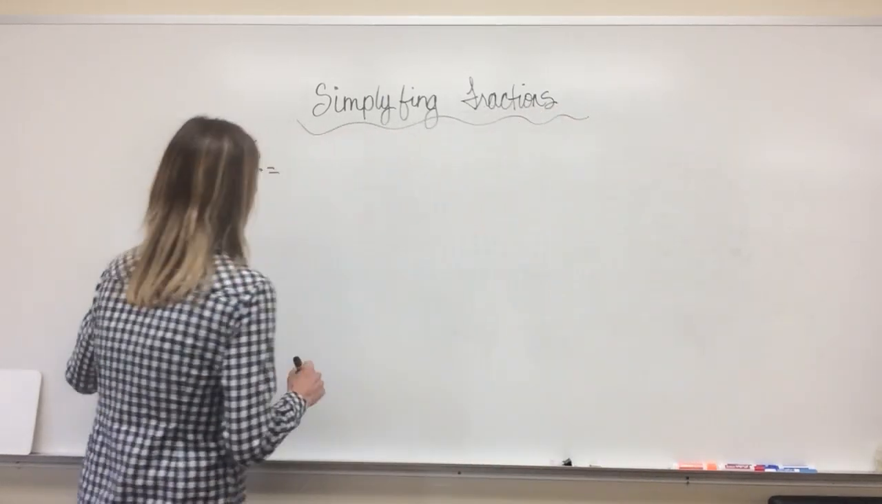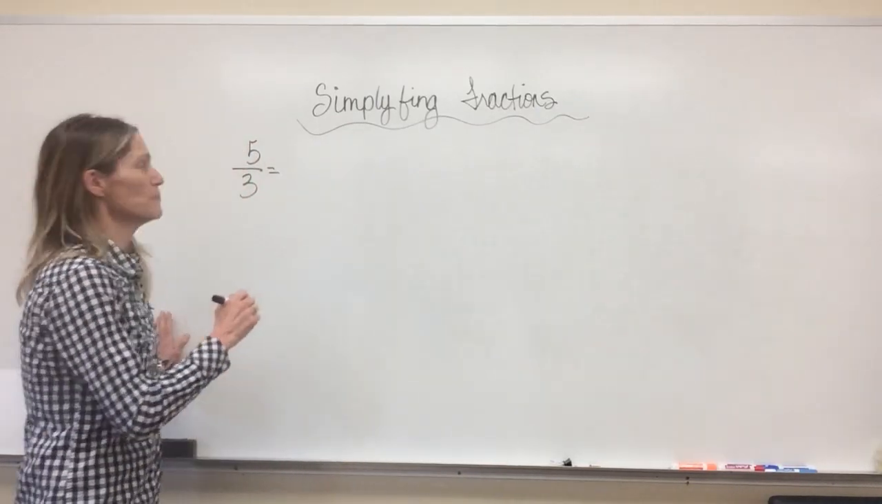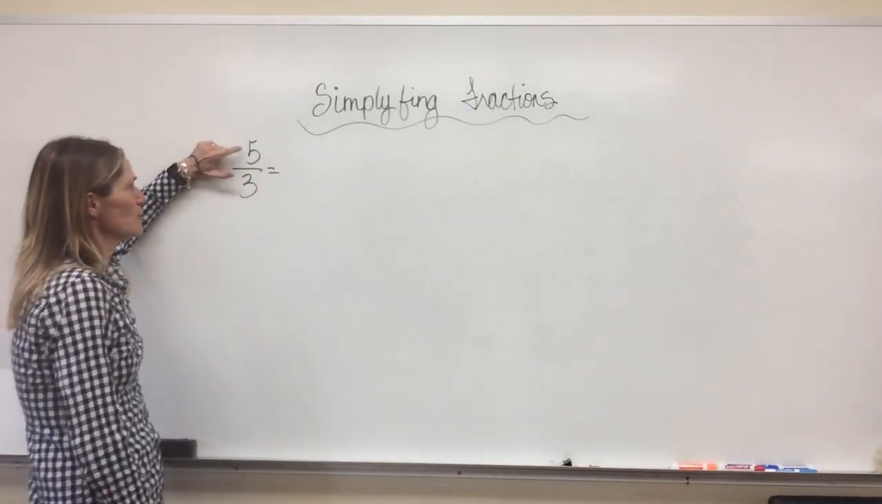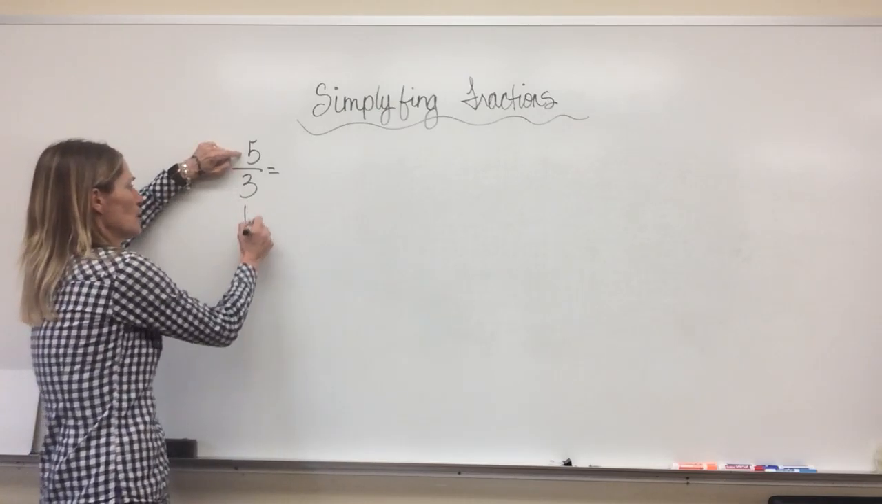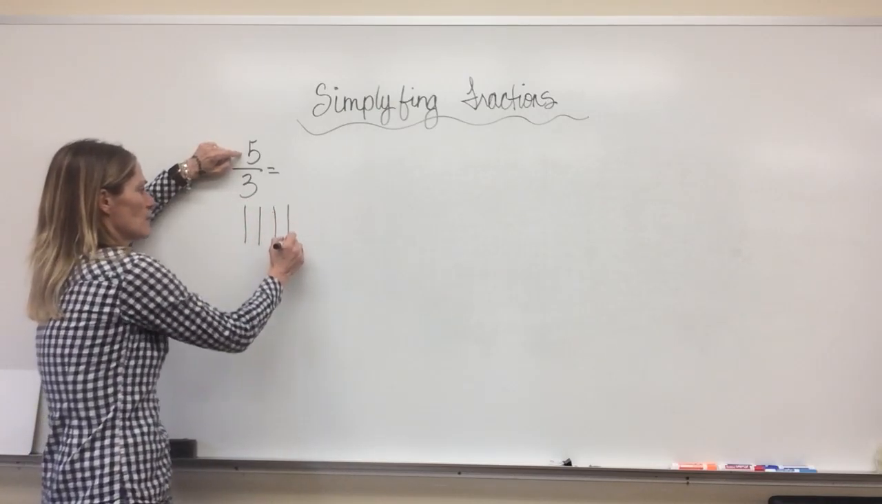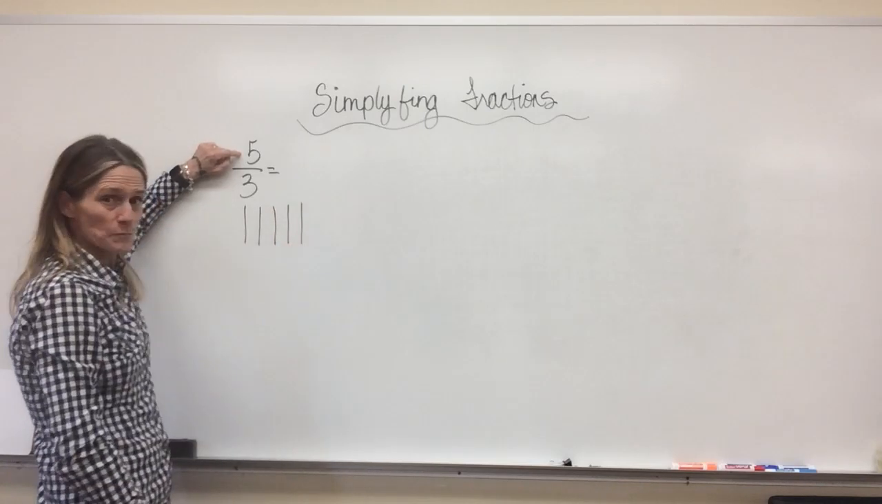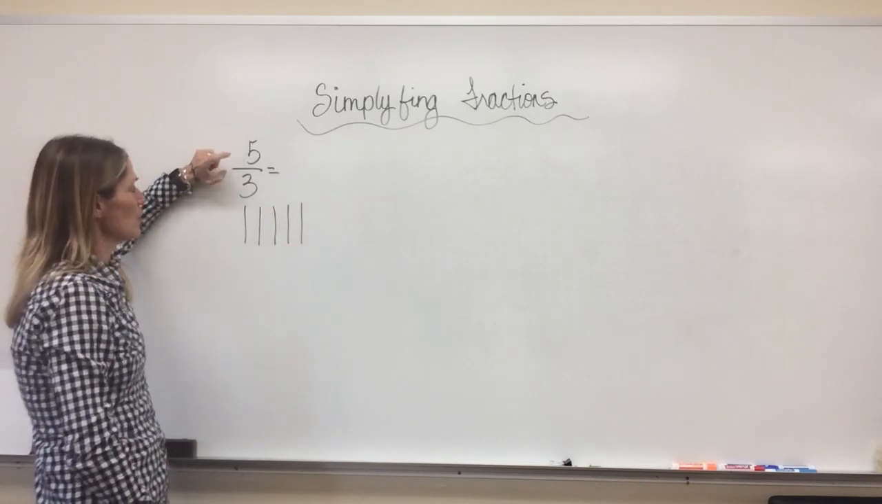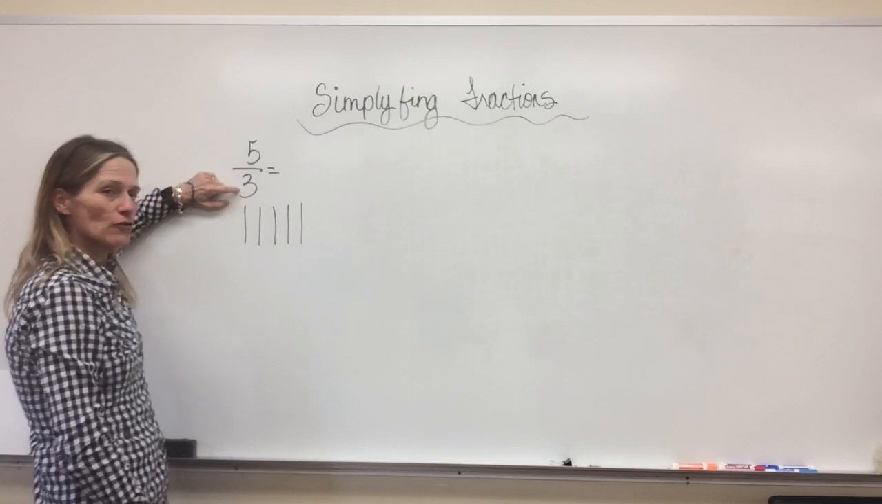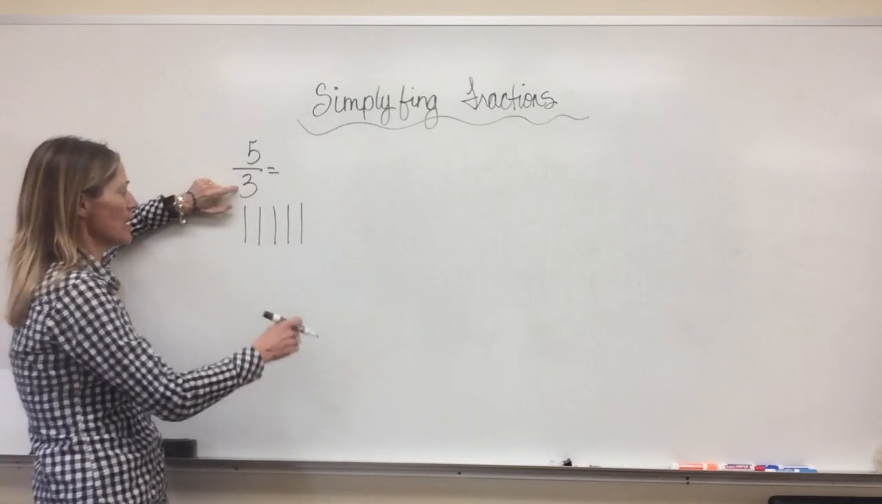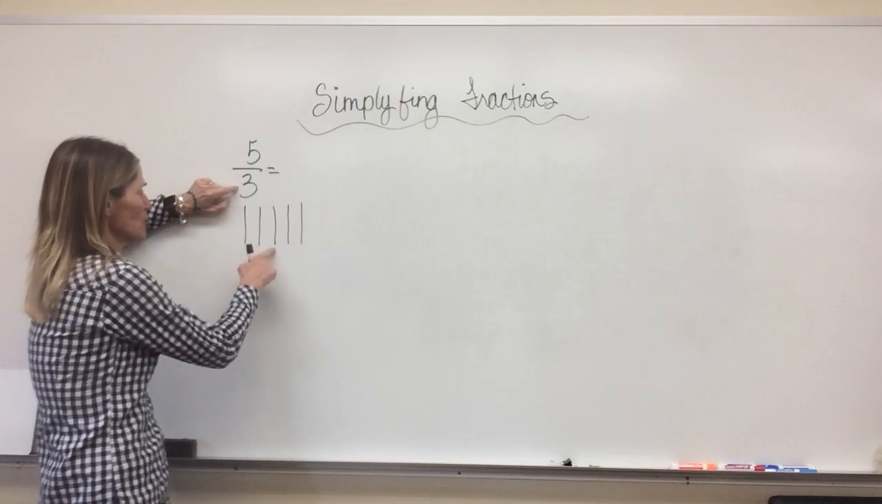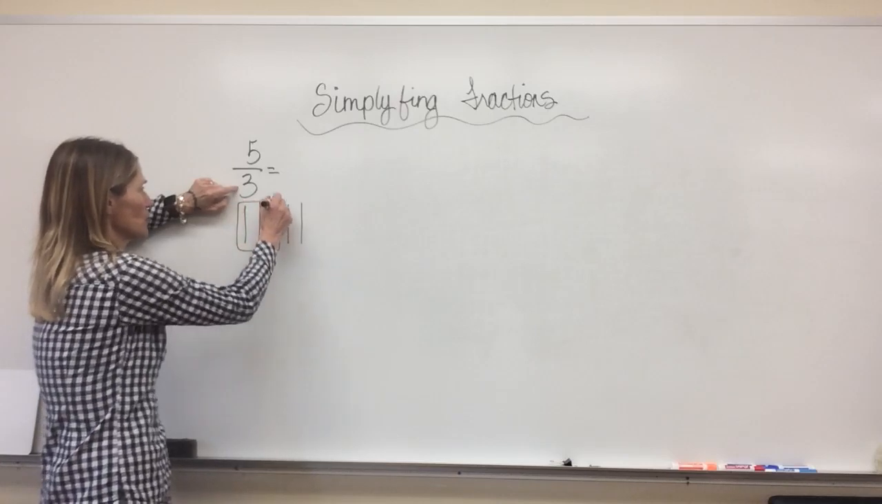So I'm going to come over here. I think you can see me just fine. I'm first going to represent my 5 with some bars. 1, 2, 3, 4, 5. Then I am going to see how many groups of 3 I can pull out of here. Okay? So first of all, 1, 2, 3. I'm going to circle it.